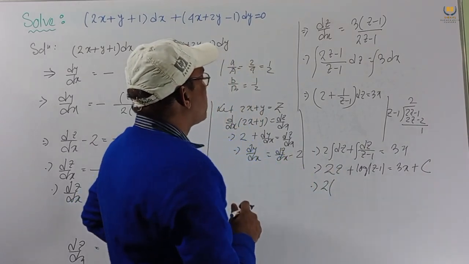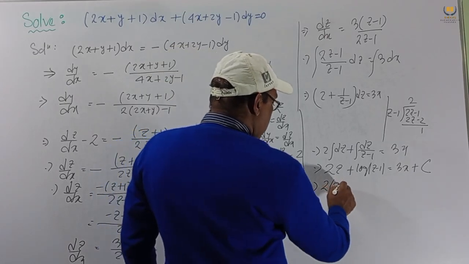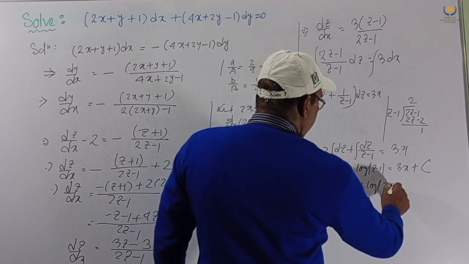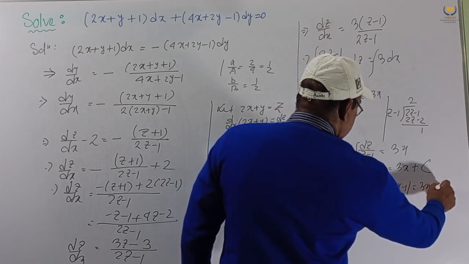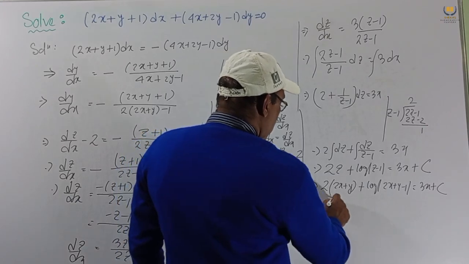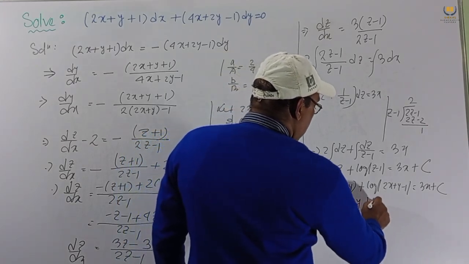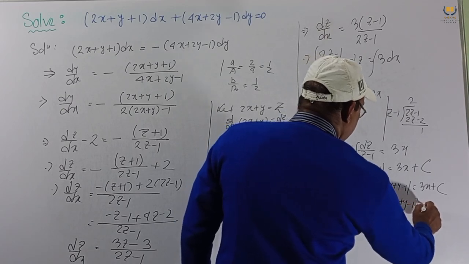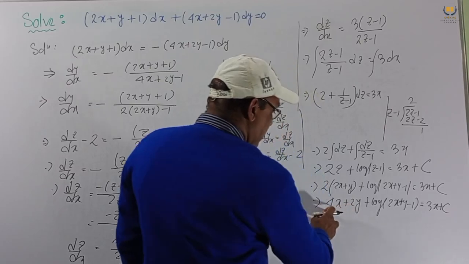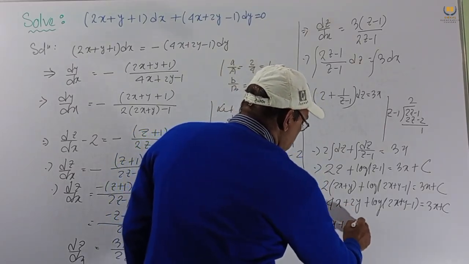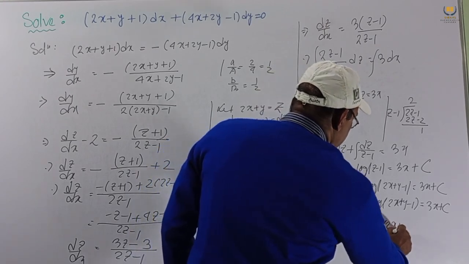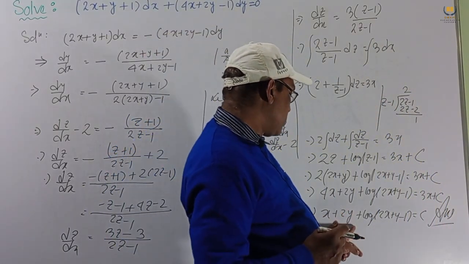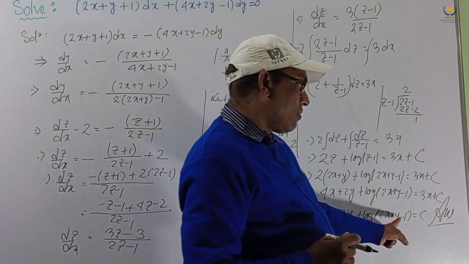We know the value of z, so 2z is twice (2x + y), plus log(2x + y - 1) equals 3x + c. So this will be 4x + 2y + log(2x + y - 1) = 3x + c. Taking 3x to this side, minus 3x, this will be x + 2y + log(2x + y - 1) = c, and this is our answer: x + 2y + log(2x + y - 1) = c.